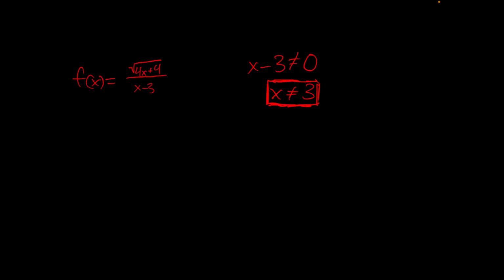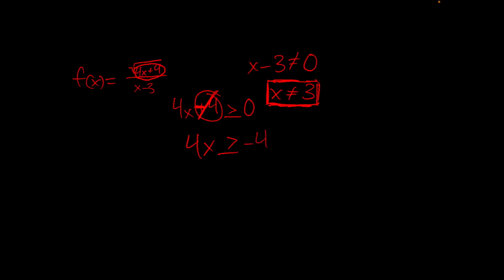Now what about in the numerator? Well, this right here has to be greater than or equal to 0 because we can't find the square root of a negative number. Alright, so now it's time to try to get x by itself. So we can start by subtracting 4 from both sides. So minus 4 and plus 4 cancel each other out. So now we have 4x can equal or be greater than negative 4.